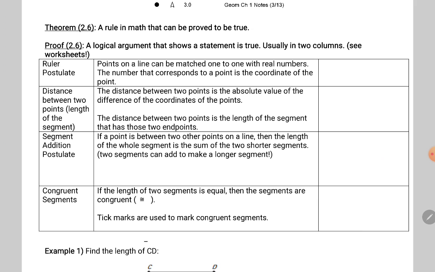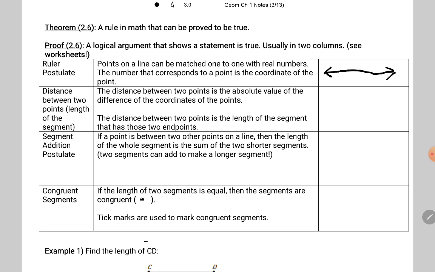But here we go. The ruler postulate. So points on a line can be matched 1-to-1 with real numbers, and the number that corresponds to that point is the coordinate of that point. So what it's basically saying is you take out a ruler, and you know how all the 1 inch or 1 centimeter lines up with a particular mark. That's basically what it is.